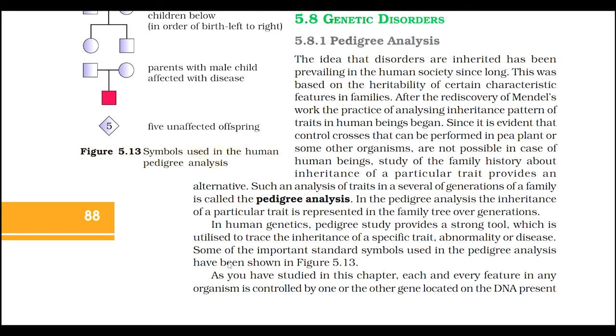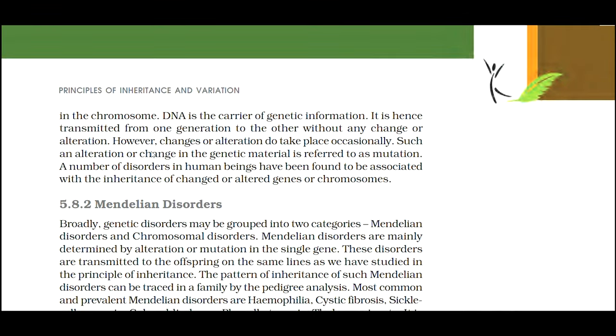As you have studied in this chapter, each and every feature in any organism is controlled by one or the other gene located on the DNA present in the chromosome. DNA is the carrier of genetic information. It is hence transmitted from one generation to the other without any change or alteration. However, changes or alterations do take place occasionally. Such an alteration or change in the genetic material is referred to as mutation. A number of disorders in human beings have been found to be associated with the inheritance of changed or altered genes or chromosomes. 5.8.2. Mendelian disorders.